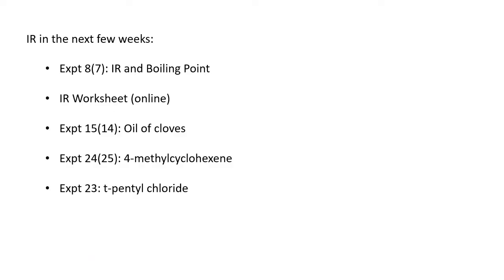You will have lots of practice with IR in the next few weeks. In Experiment 8, you will use IR to help you identify an unknown compound. For one of your online labs, you'll be completing an IR worksheet. When we isolate essential oil from cloves, we'll be able to analyze the essential oil using IR. We will use IR to make sure that we have made our molecule 4-methylcyclohexene in Experiment 24. And we will also use it to confirm that we have made t-pentyl chloride in Experiment 23. So I would recommend printing out the IR absorption table and bringing it with you to lab so that you are able to analyze your data as you get it.